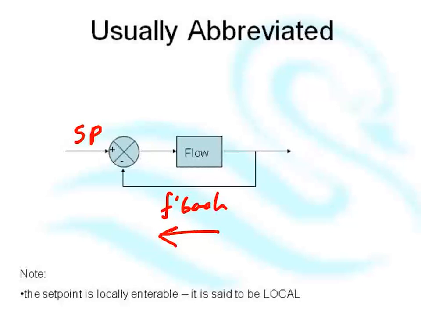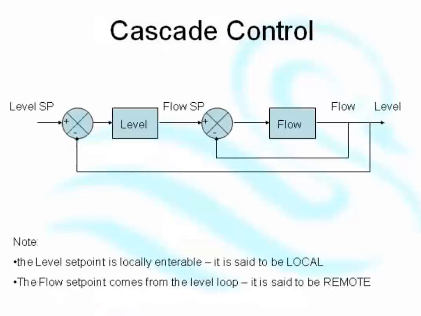Now, just a quick note on set points. If a set point is locally enterable by the operator, so the operator can just go in and type in a set point, then we say it's a local set point because it's locally enterable. Okay? So that's how we use function blocks to draw a flow loop. And as you can see, it's obviously a loop because it's a big circle.